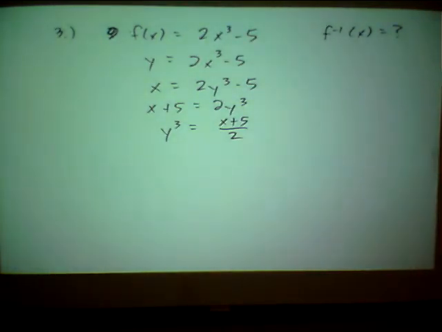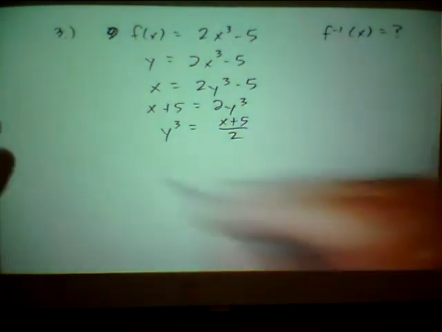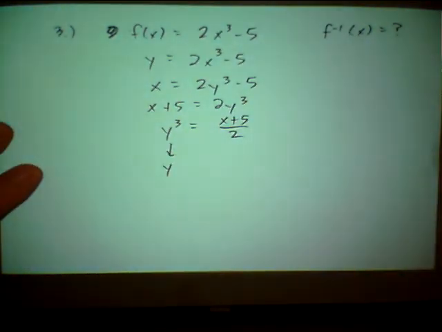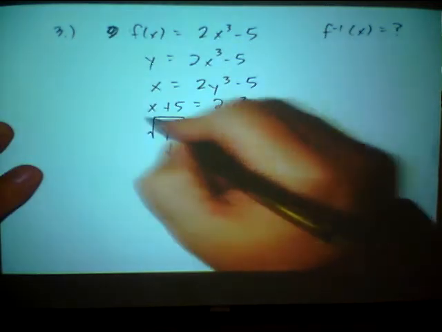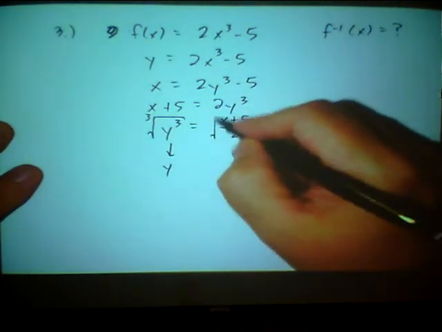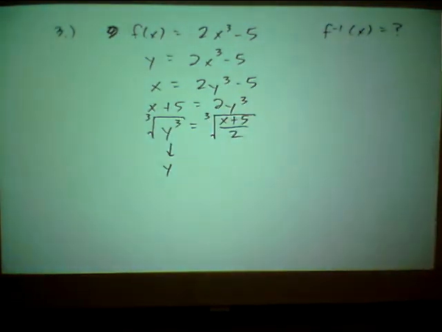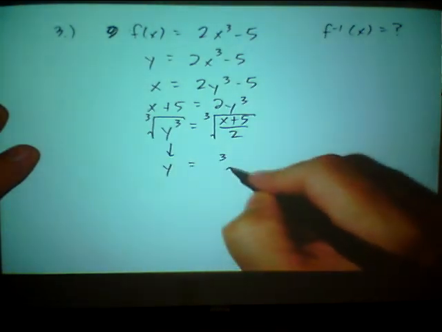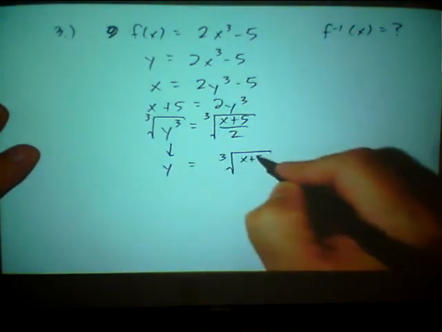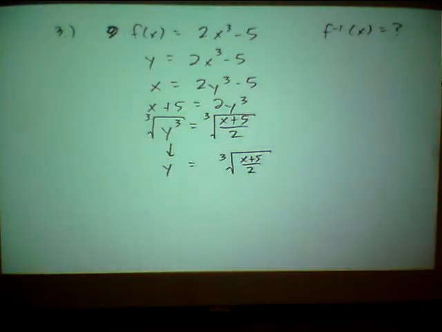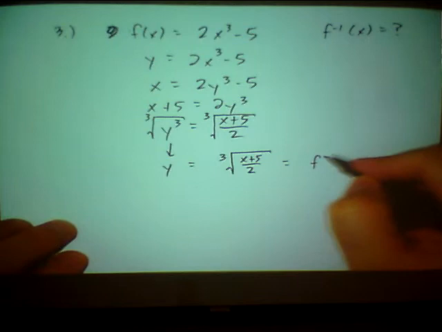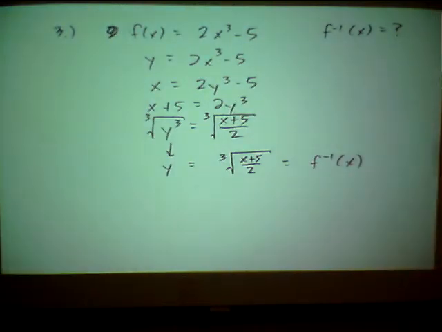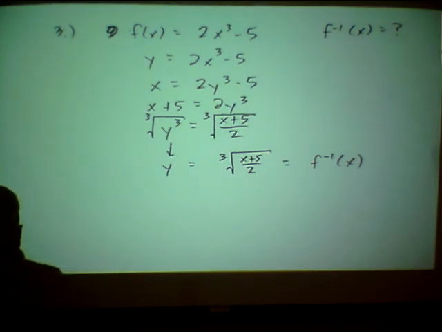Now what do I do if I have a y cubed and I want to get to y? Well, you take the cube root, right? Of course, you have to take the cube root of both sides. So you end up with y equals the cube root of x plus 5 over 2. And then this becomes your inverse function. All right, so hopefully you will not find it too hard to find the inverse function of various functions.